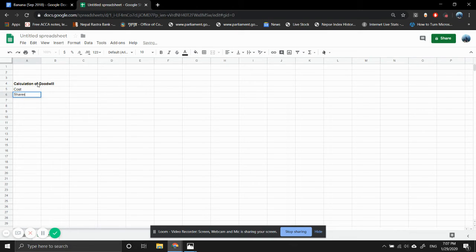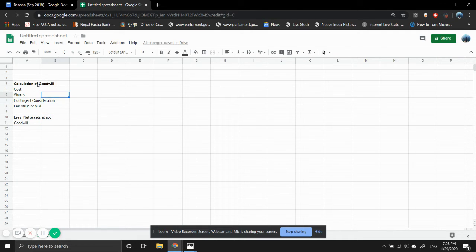Bold. Cost. There have been shares given, and then what else? Deferred consideration. Contingent. It's not deferred. And then fair value of NCI, right? And then after that, less net assets at acquisition, right? So goodwill.